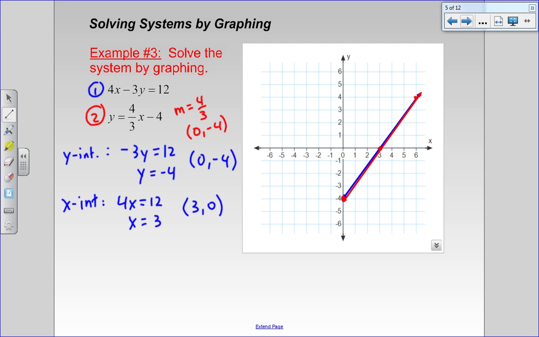We have two equivalent equations. And when this occurs, we can see that every point on the line would make both equations true. So every point on the line is a solution. This means we have infinite solutions in our system of equations.